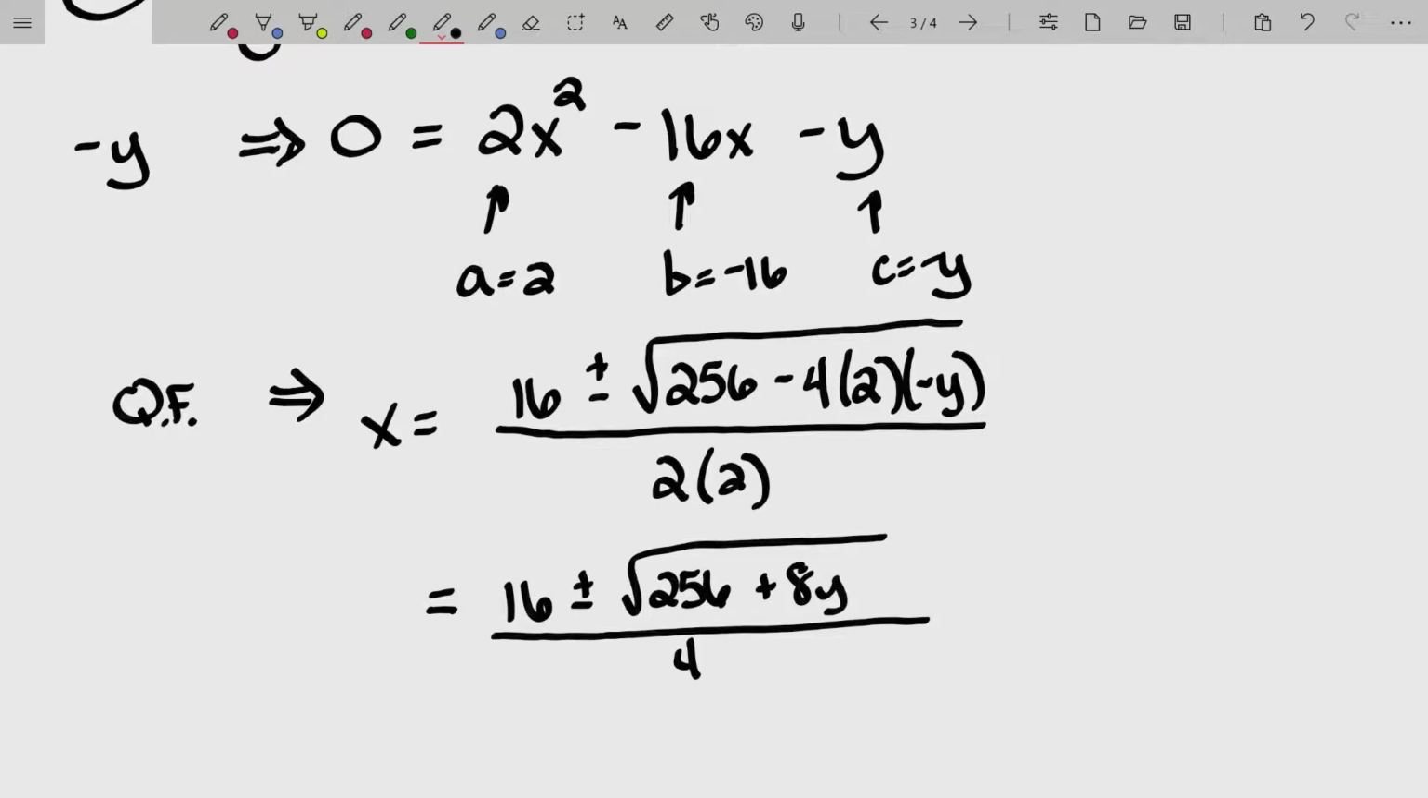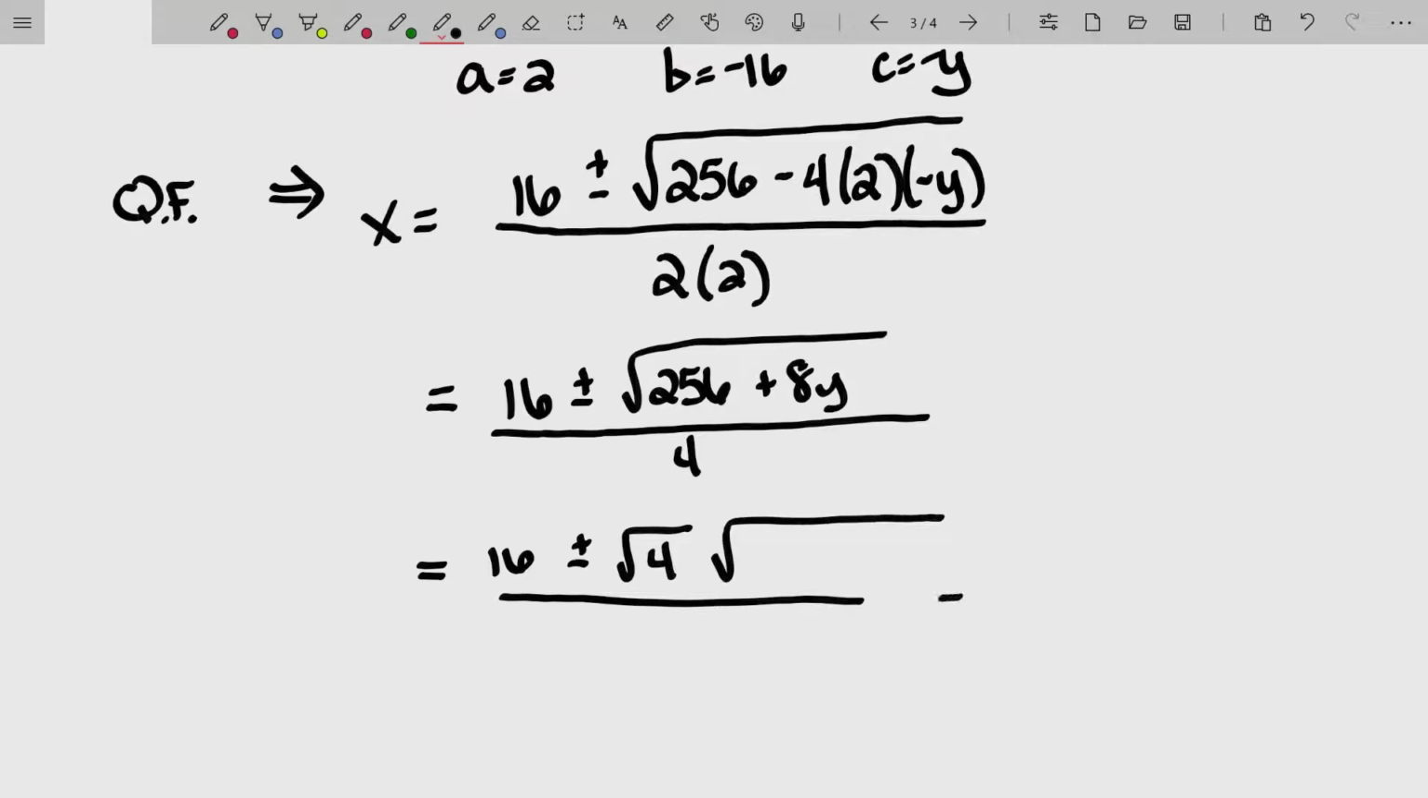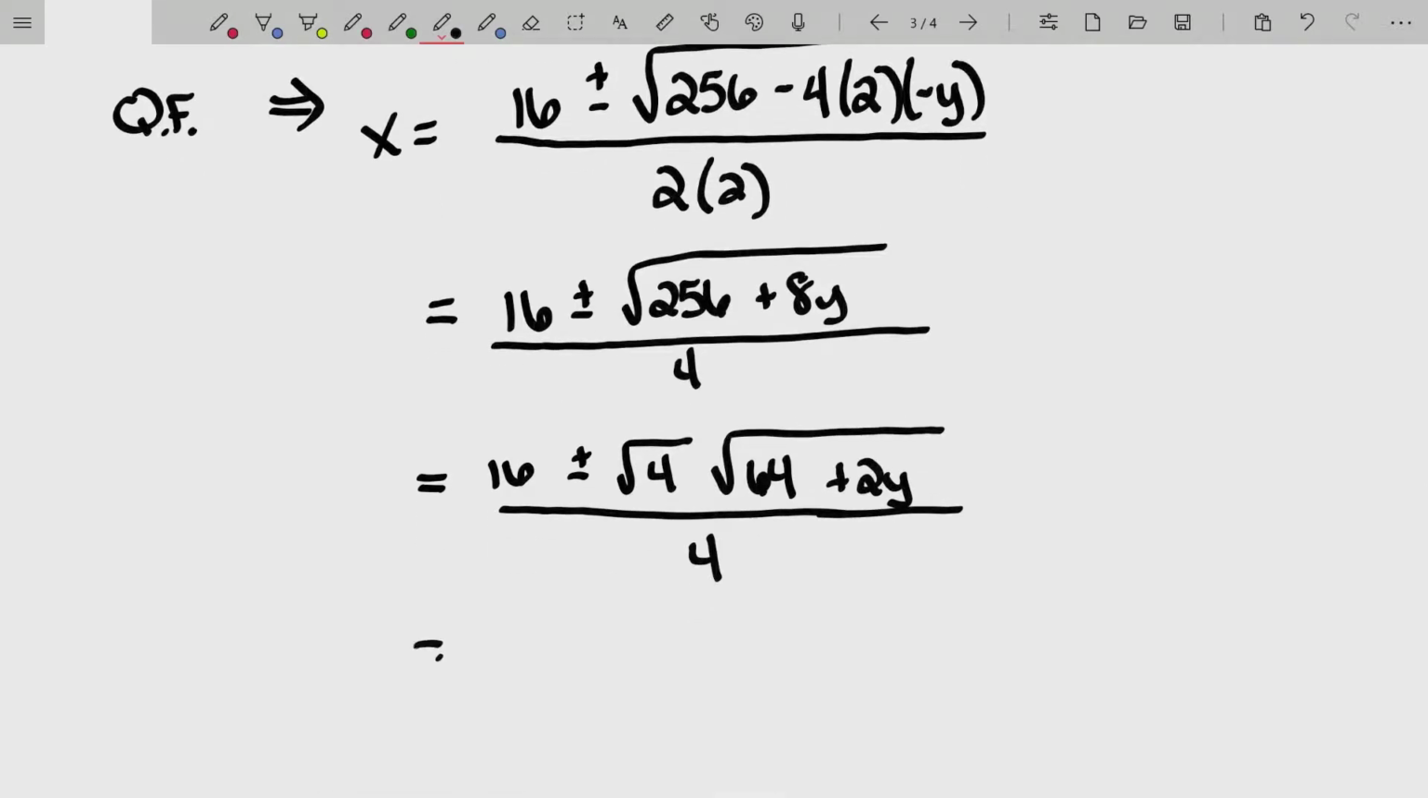8 goes into 256, but unfortunately the square root of 8 is not a pretty number, so I'm going to divide 4 out of the radicand there. So it's 16 plus or minus the square root of 4, I'll write it that way, times the square root of, well, 256 is, let's see, 4, 16, 64 times 4. So 64. Double check my math. Yes, that's right. Plus 2y. All over 4. And you know square root of 4 is 2. So I'm going to break this up. This is going to be 4 plus or minus 1/2 square root of 64 plus 2y.